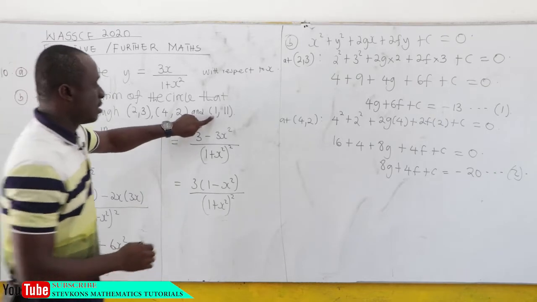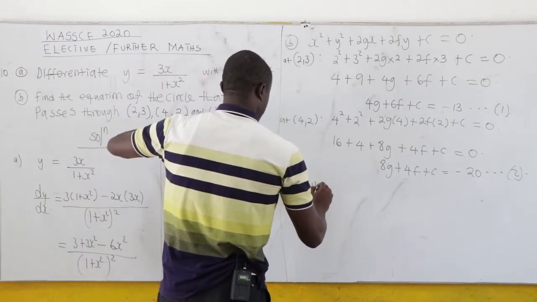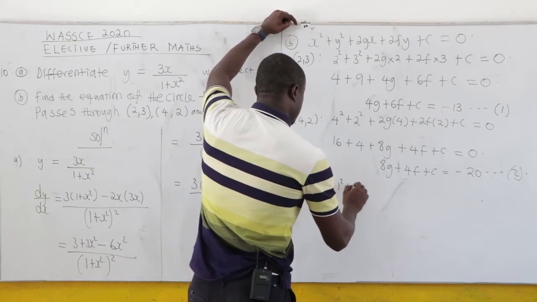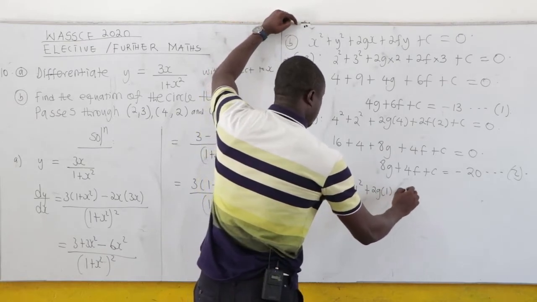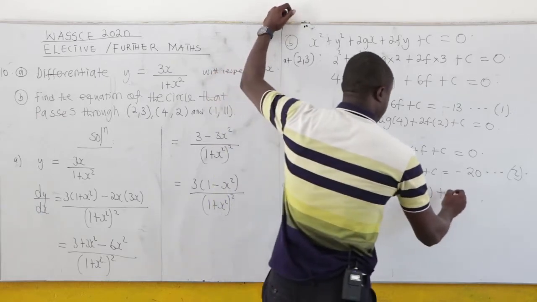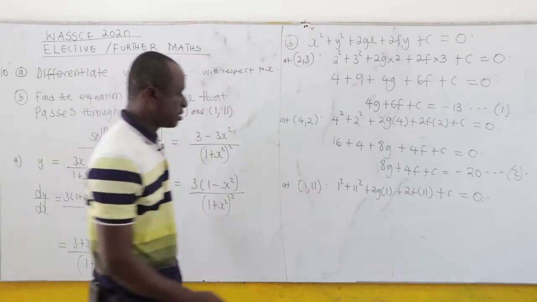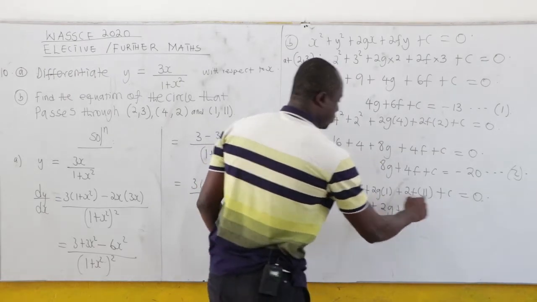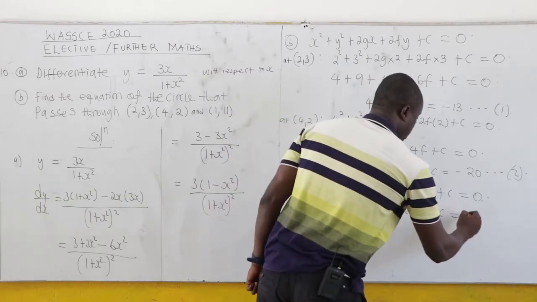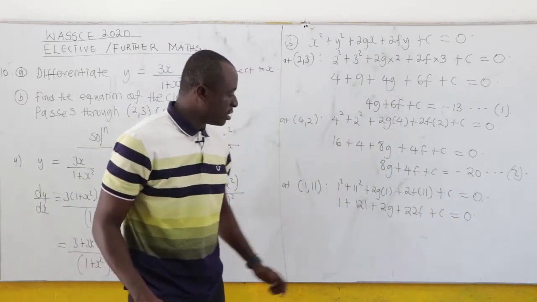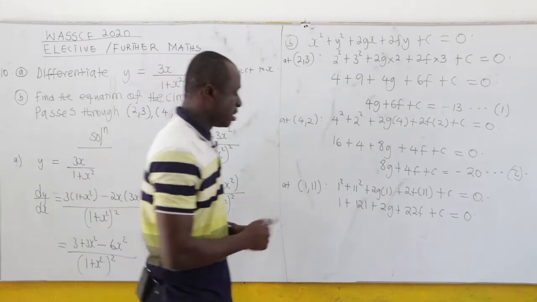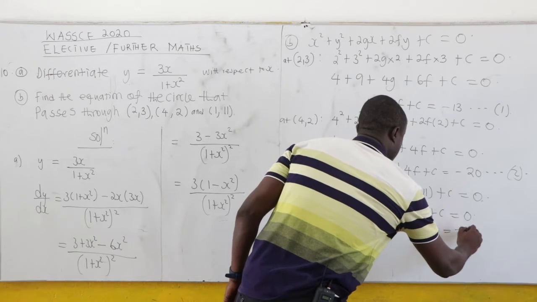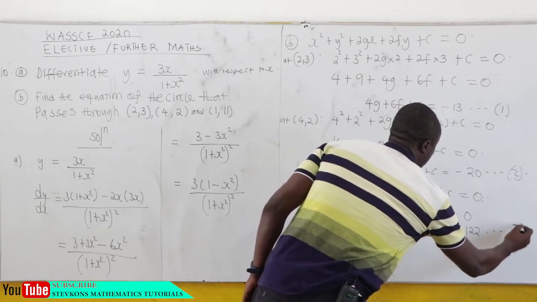Now let's see the third one. So at the point 1, 11, x is 1, y is 11. So substituting, that will be 1 squared plus 11 squared plus 2g times 1 plus 2f times 11 plus c equal to 0. And 1 squared is 1, 11 squared is 121, 2g times 1 is 2g plus 22f, 2 times 11, that's 22f, plus c equal to 0. 1 plus 121 is 122. So going to the right hand side, that will be 2g plus 22f plus c equal to negative 122. Let's call this equation 3.